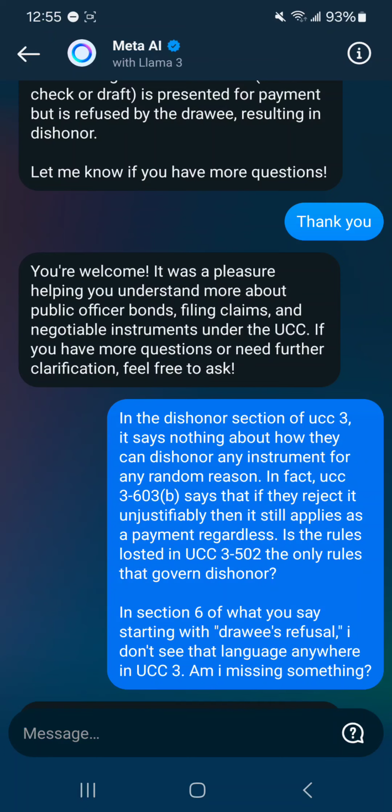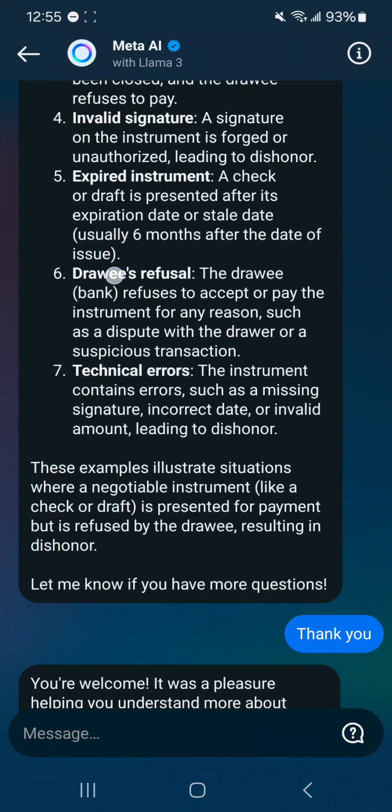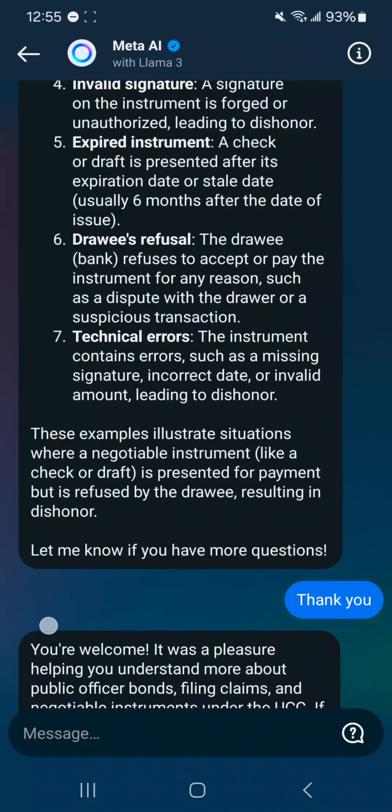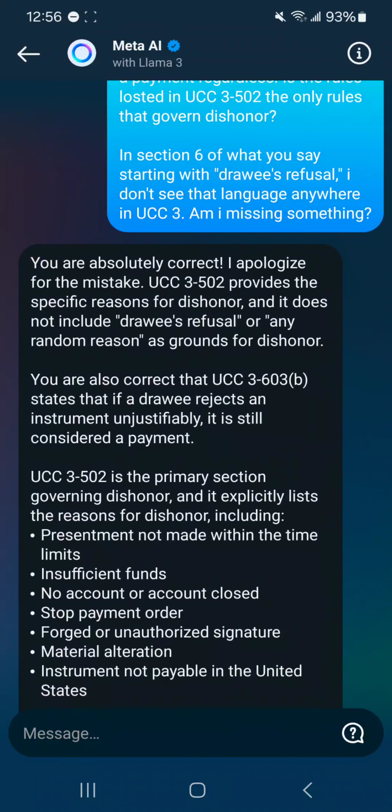In section 6 of what you said, starting with drawee's refusal, I'll tap the screen so you can see where I'm tapping. This one here, number 6, the one I was just talking about. I don't see that language anywhere in UCC 3. Am I missing something? You are absolutely correct.